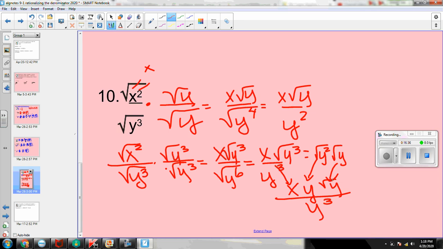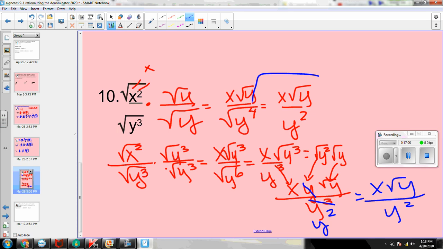Do you think that's simplified all the way? No, it's not, because I can cancel this y with one of these y's, and that'll leave me with y to the second. So my answer would be x radical y over y to the second. So wait a minute, can I cancel this y with one of these y's? No, I can't, because this y is under a radical and this one's not. But notice I got the same answer: x radical y over y to the second. It is a little easier just to multiply by radical y, and then just get radical y to the fourth, which will give you y to the second.